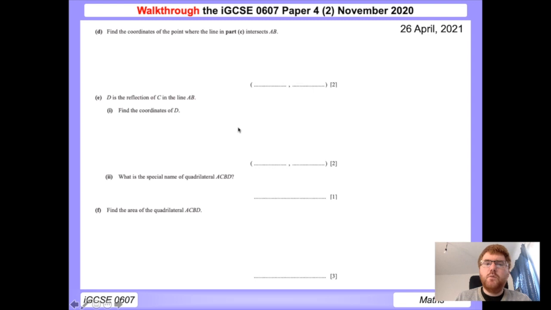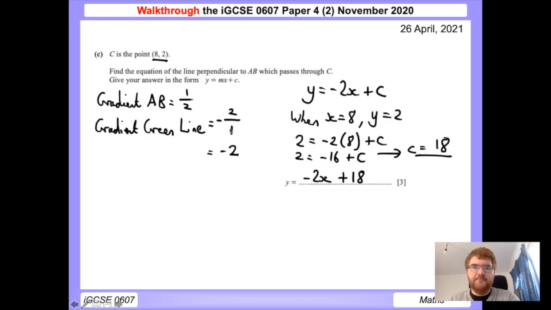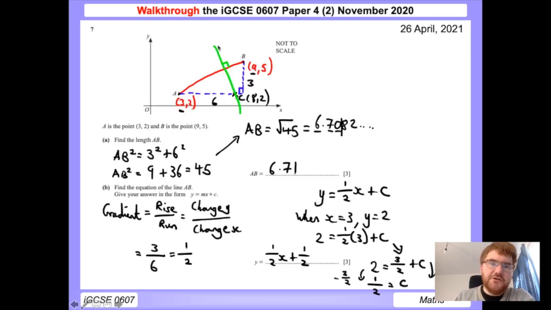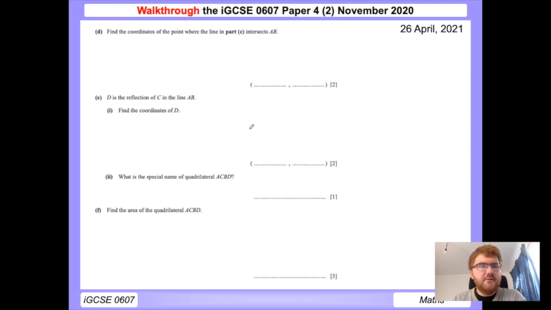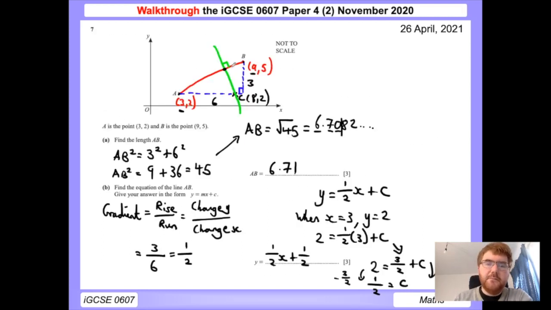Okay, and we are going to continue. So find the coordinates of the point where the line in part C intersects AB. Okay, so we see this green line that I drew kind of randomly. And now we actually want to find this point here. Do we have a name for this point? Nope. We're just going to find that random point.